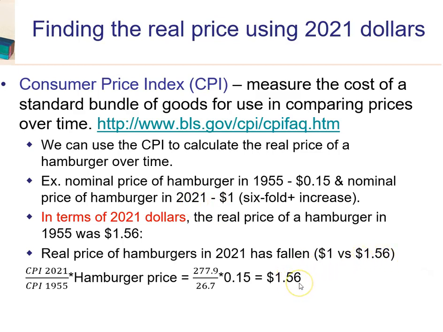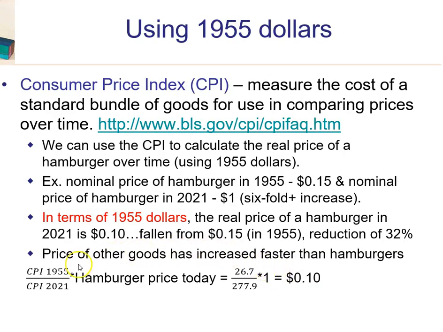One final calculation you can do using 1955 dollars. You'll use the same data, 1955 and 2021 CPI, but here you're going to flip which one is on top to adjust the price into 1955 dollars. So we want to know, okay, a dollar spent in today's dollars, how much would that be in terms of 1955 dollars? Using 1955 as a base comparison. So your hamburger price today is $1. These two CPI measures end up being a dime. So $1 today is the same value as a dime in 1955.